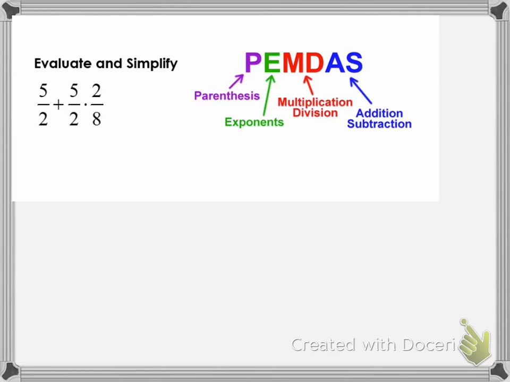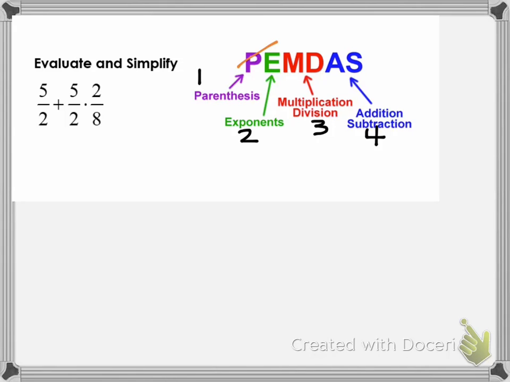So let's review our order of operations, and remember there's really only 4 steps to the order of operations. I know in PEMDAS there are 6 letters, but step 1 is parentheses, step 2 is exponents, step 3 is multiplication and division together in order from left to right, and step 4 is addition and subtraction together in order from left to right. So let's take a look at our problem.